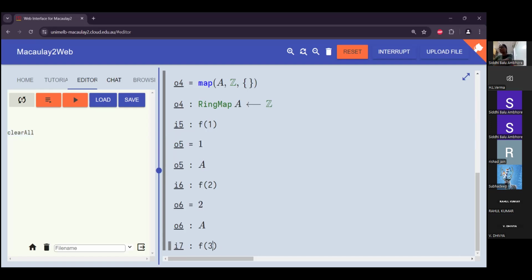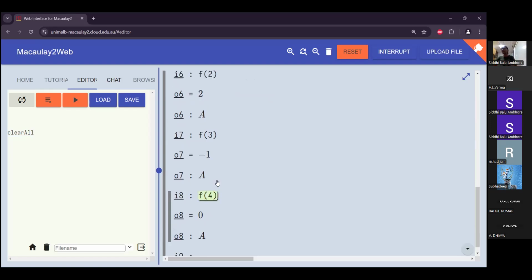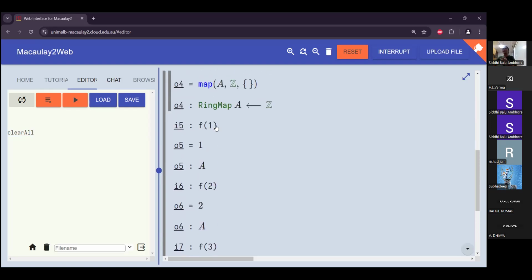Okay, and we will see f of 3. F of 3 is -1 in A, because we are in Z mod 4Z x, y. So in Z mod 4Z x, y, this 3 is -1. And now we will see what is f of 4. And we are getting this is 0 in y minus x square. So as it was our guess that f of 4 is 0, it is also true here, and we saw how the elements are calculated.